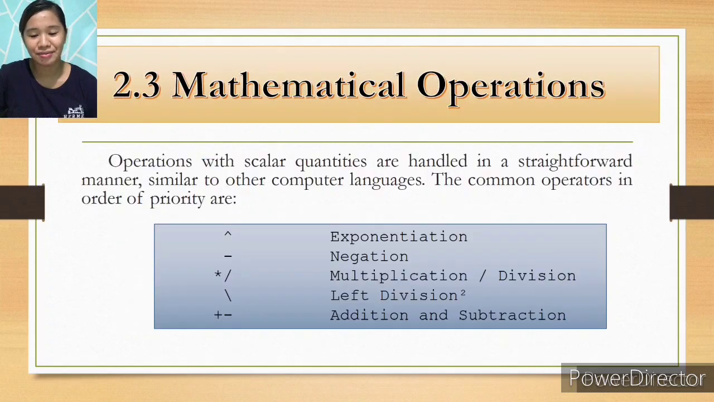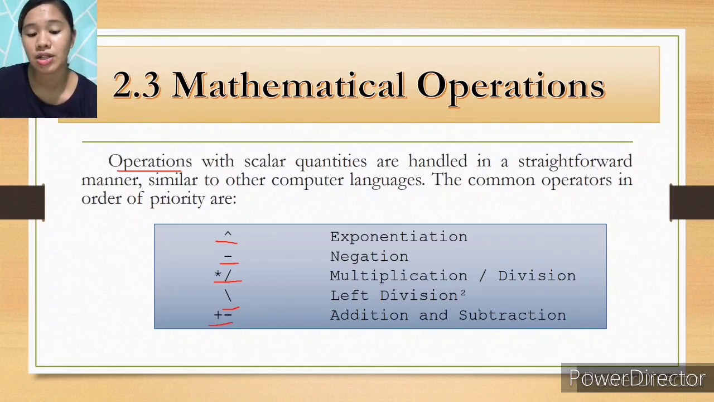So next we have the mathematical operations. Operations with scalar quantities are handled in a straightforward manner, similar to other computer languages. The common operators in order of priority are: first, exponentiation, the negation, next is the multiplication and division, next left division, and plus and minus, which is addition and subtraction. So this operation will work in calculator fashion.